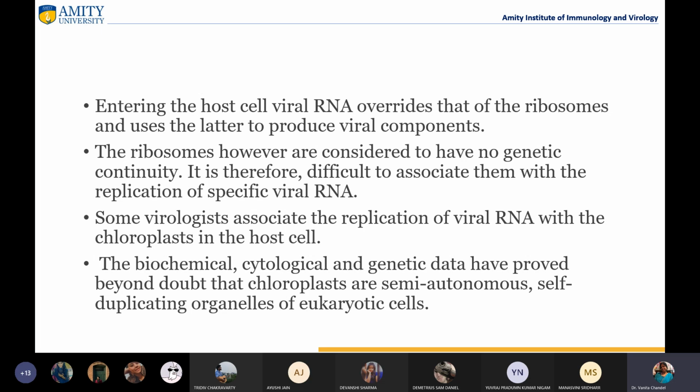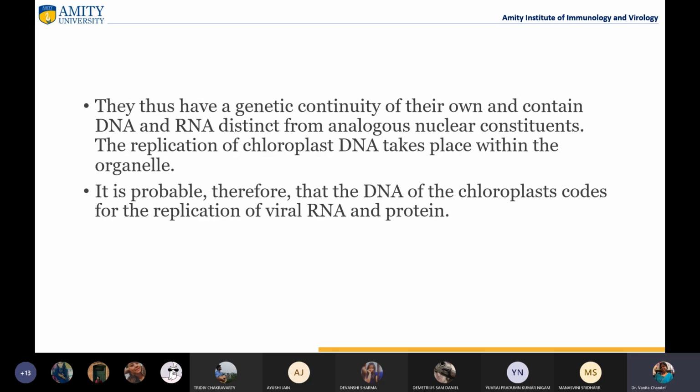Some virologists say that replication of viral RNA takes place in the chloroplast of the host cell also, but there is not much evidence. Biochemical, cytological, and genetic data have proved that chloroplasts are semi-autonomous, self-duplicating organelles of the eukaryotic cell. That is the basis of this theory, that they could be using the chloroplast. They have a genetic continuity of their own, and they contain RNA and DNA distinct from nuclear constituents. The replication of chloroplast DNA takes place within the organelle, so it is possible that the DNA of a chloroplast codes for the replication of viral RNA and protein also.